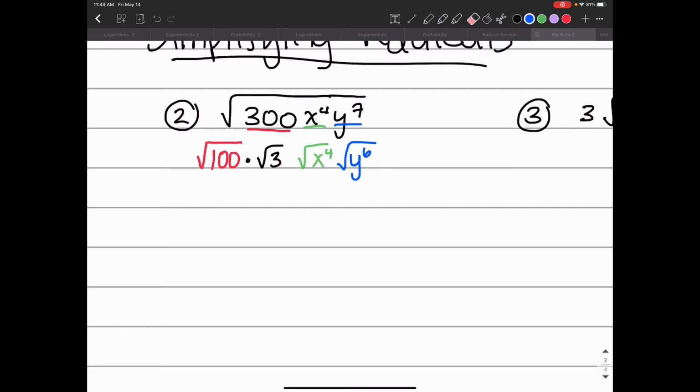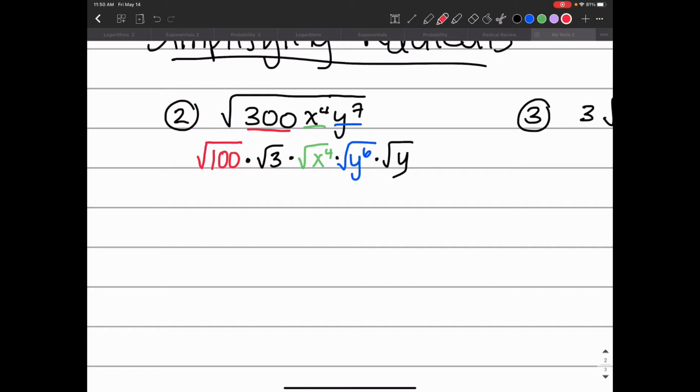So y to the 6th power, if I take the square root of that, I'm going to cancel out the square root. I'm not going to have a square root anymore. So I have the square root of y to the 6th power, but I have one extra y that needs to be included. So the square root of y. All these things are being multiplied. And then I'm going to simplify all the things that I have in color.